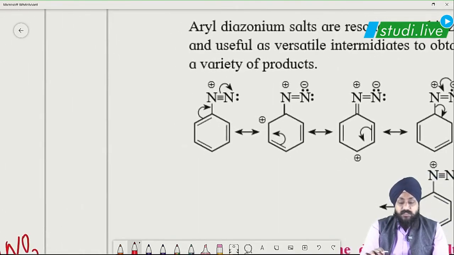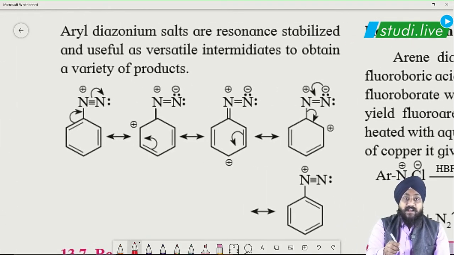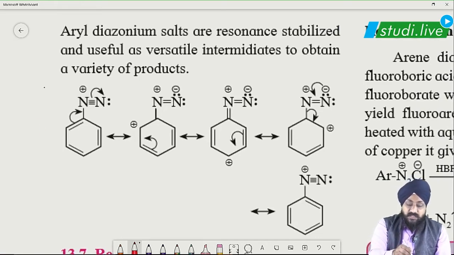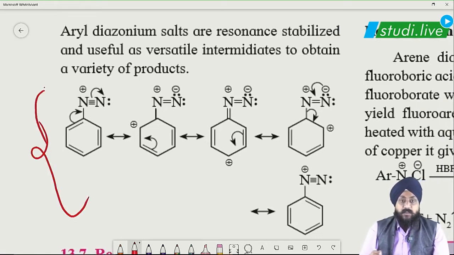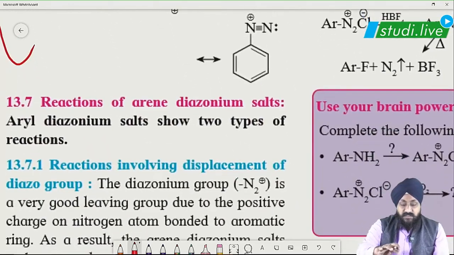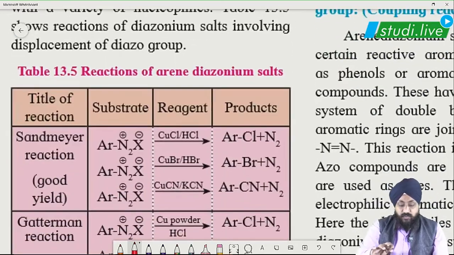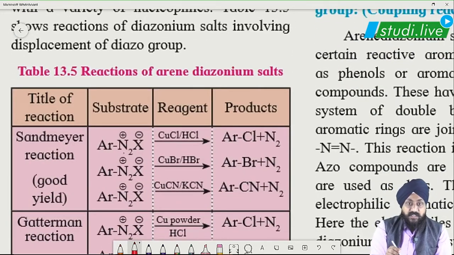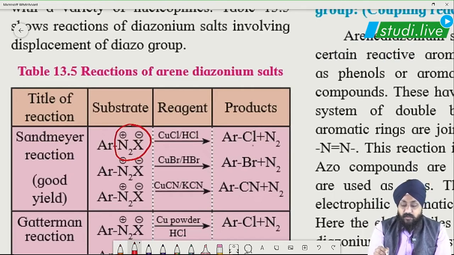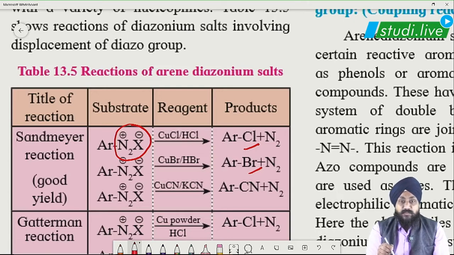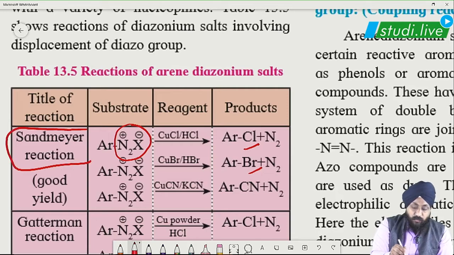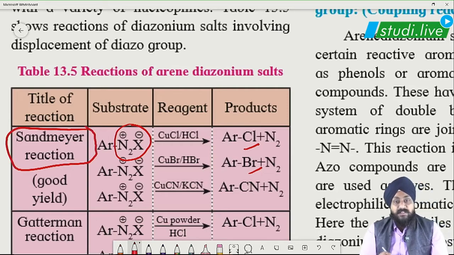So here students, what we have shown is, we say aryl diazonium salts are what? They are resonance stabilized. Now first is reaction involving replacement of diazonium group. So students, here this is arene diazonium salt. When you replace this diazonium group by chloride or bromide by reacting it with CuCl or CuBr in the presence of HCl or HBr, then that particular reaction is called what? It is called Sandmeyer's reaction.